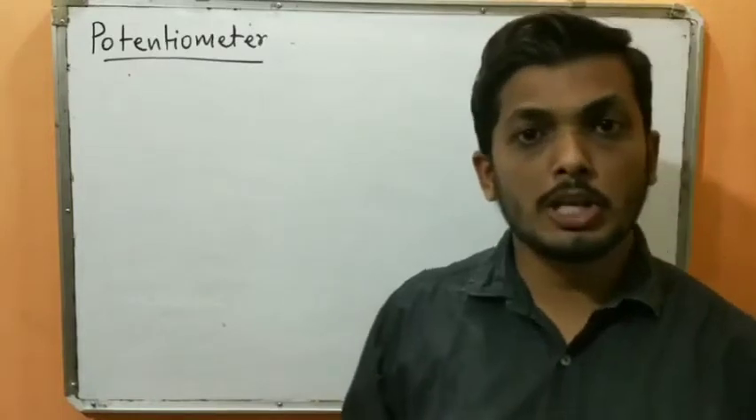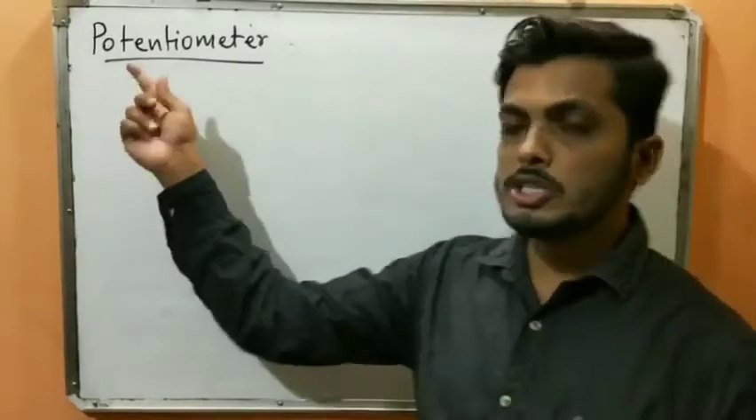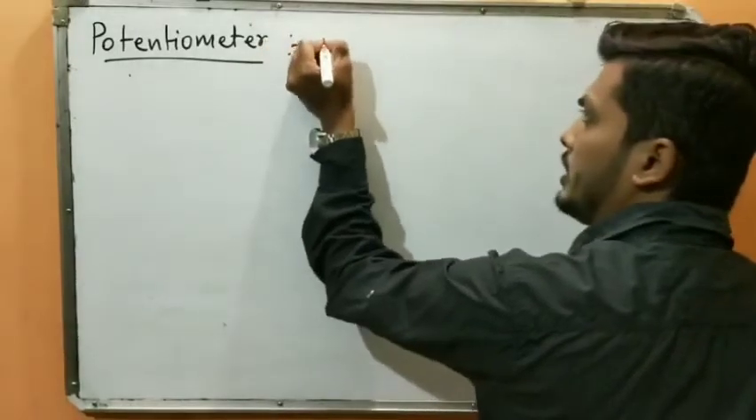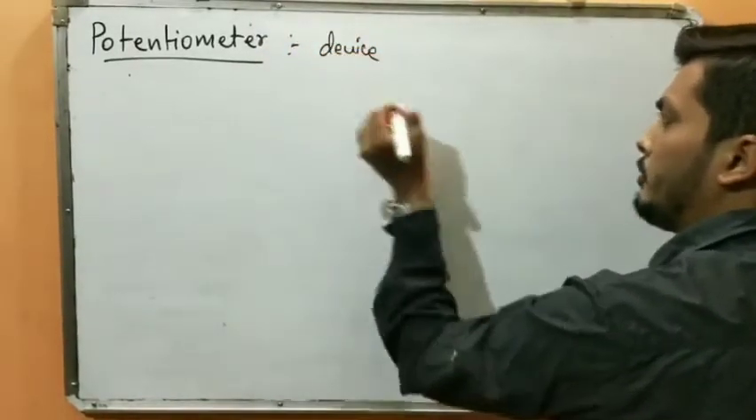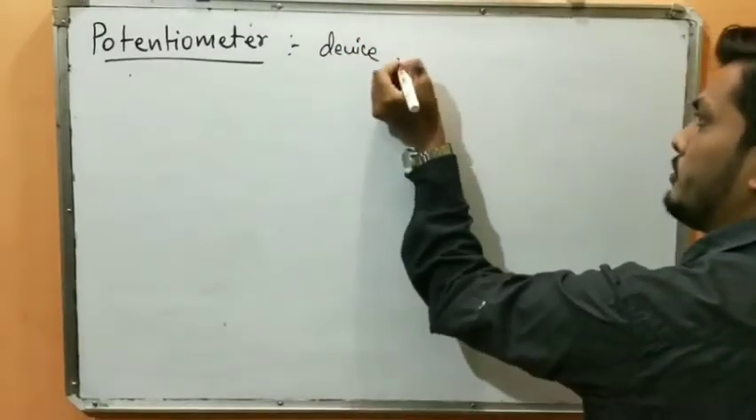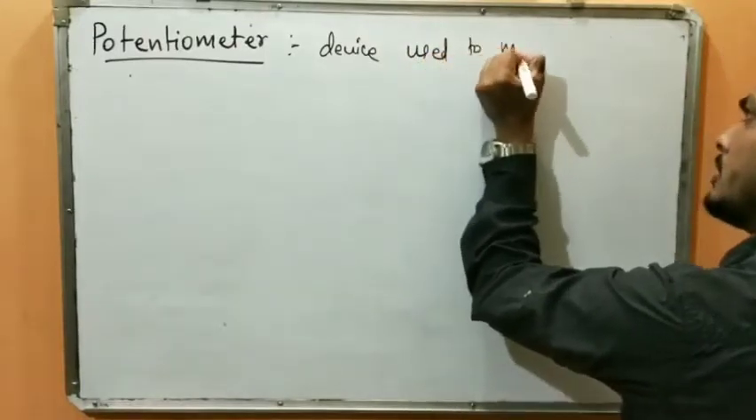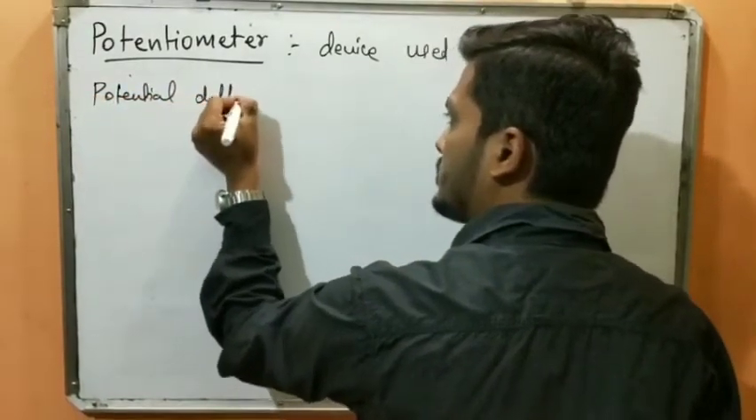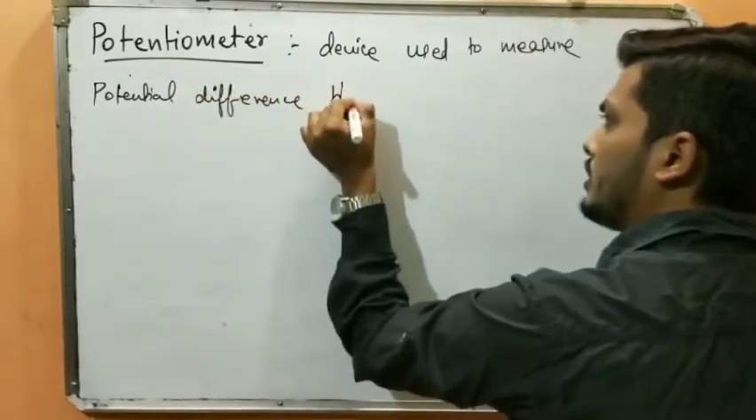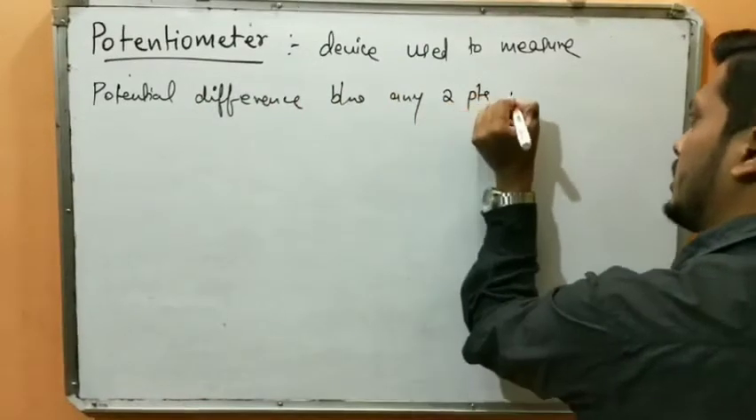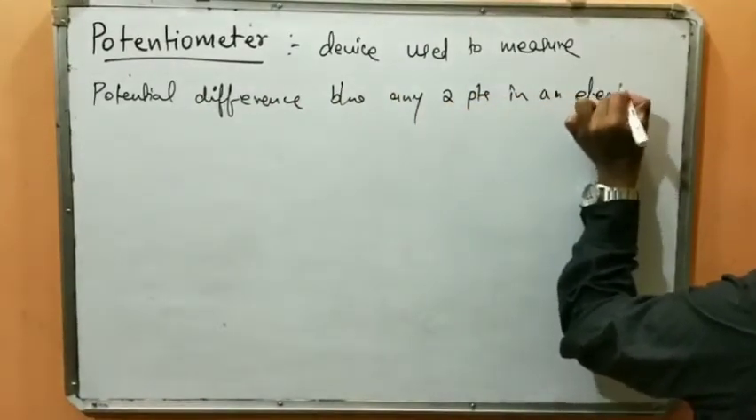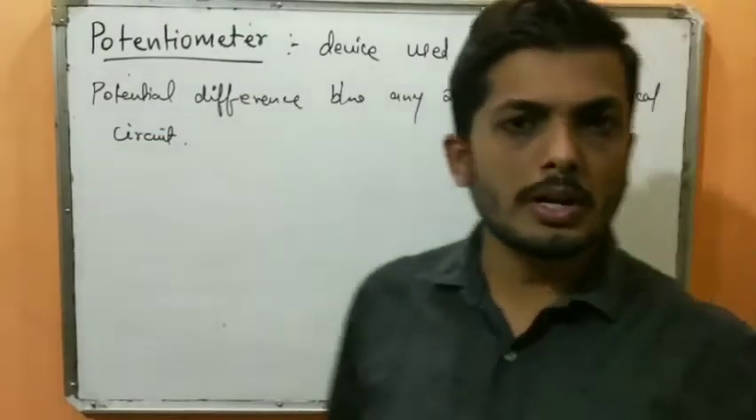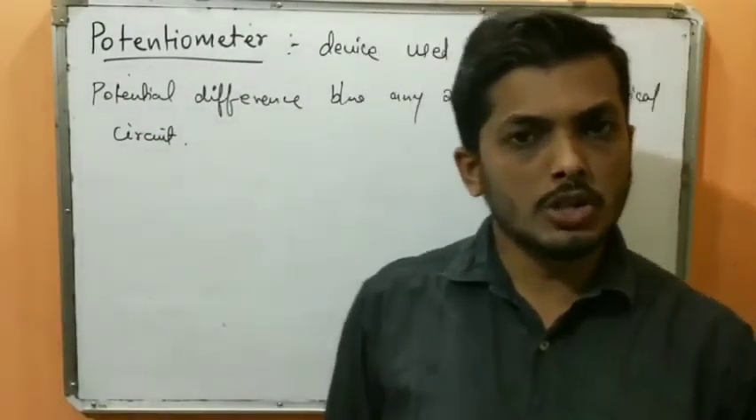The name itself suggests it: potential means dealing with the potential energy of the electrical circuit, and meter is measurement. So what is a potentiometer? It is an electrical device, not an electronic one, okay? It is used to measure the potential difference between any two points in an electrical circuit.